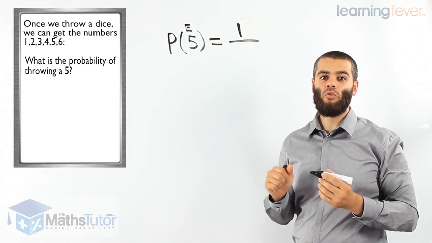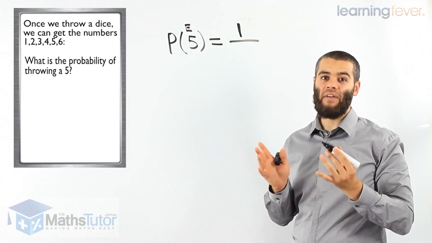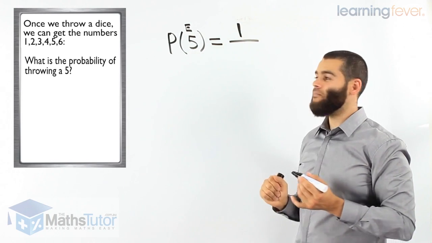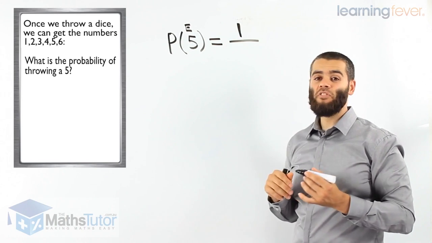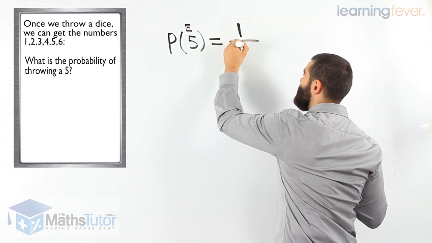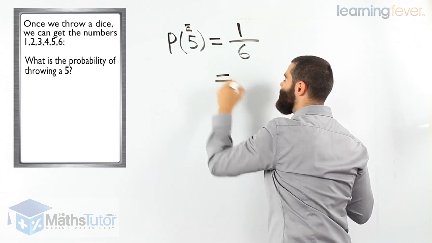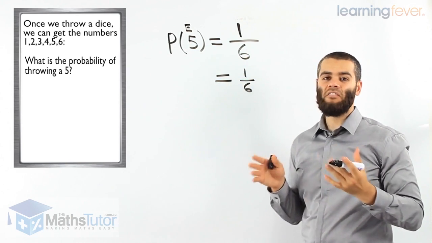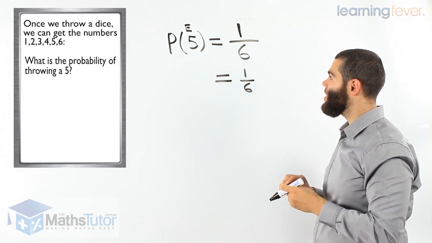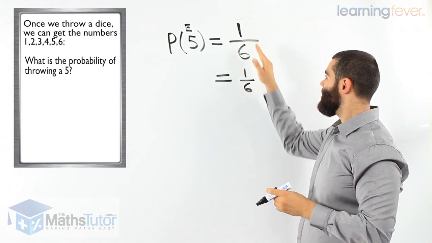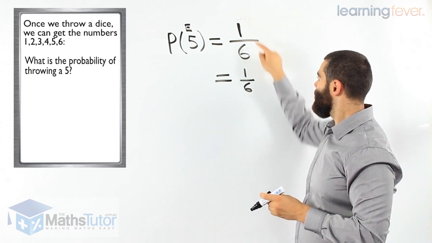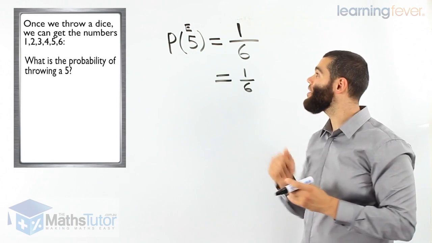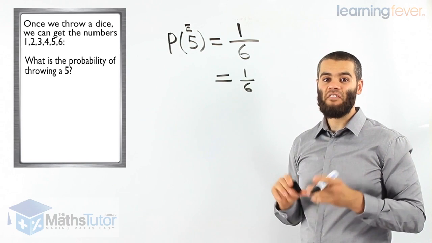The sample space, 1, 2, 3, 4, 5, 6. The total outcomes available on a dice are 6, 1 to 6. So how many 5s are there? 1. The number in the sample space, how many are there? There are 6 numbers on a die, so the probability of throwing a 5 is 1 out of 6. It is that simple. It's very easy. So the probability of throwing a 5 is 1 out of 6, one 5 out of the 6 numbers that we can get on a dice.